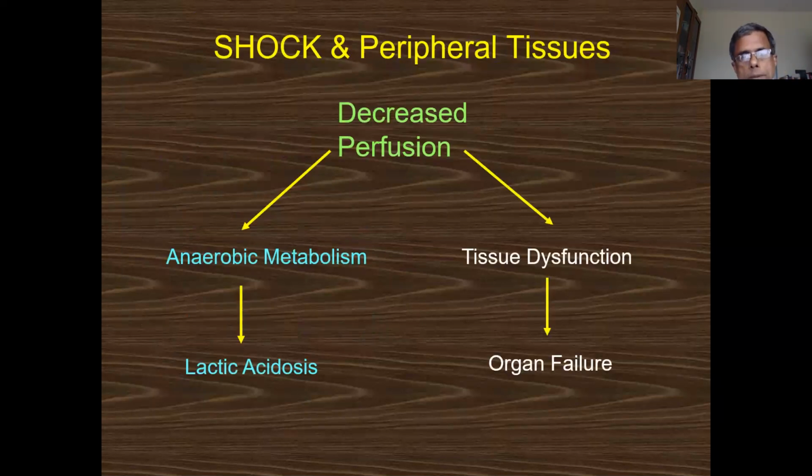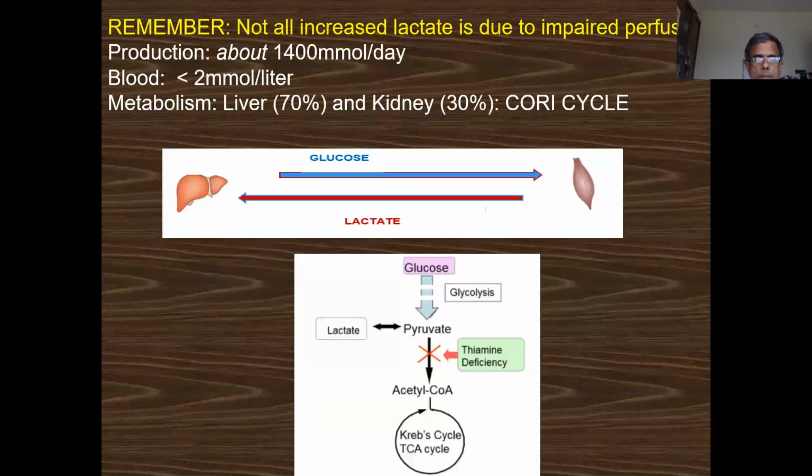What are the effects of shock? Tissues have decreased perfusion, anaerobic metabolism, and lactic acidosis, leading to tissue dysfunction and organ failure, landing up with multiple organ dysfunction syndrome. But just remember that lactate is not all about perfusion.